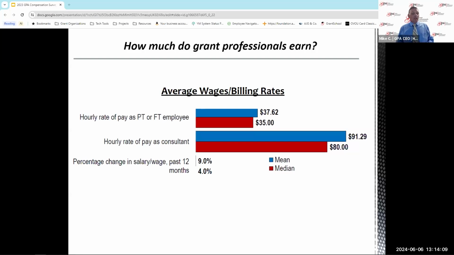So the overall percentage change reported in salary or wage for all respondents continued the remarkable recent trend in higher salaries, with a mean increase of 9% and a median increase of 4%. So it's a slight decrease in the mean increase and the same median reported in 2022. So although salaries increased from 2022 to 2023, the mean increase was a little bit slower than the prior year.